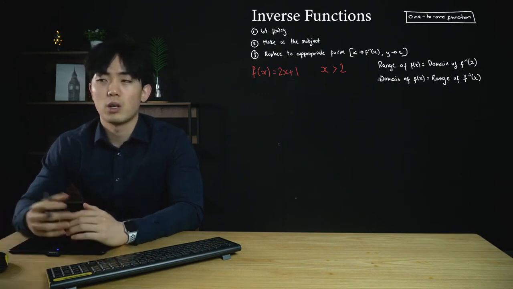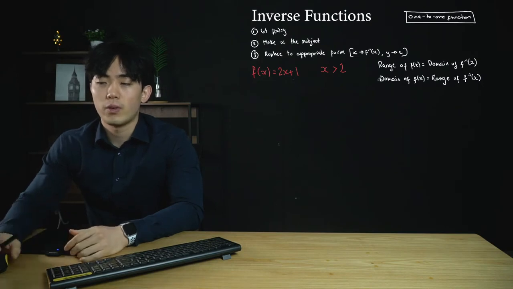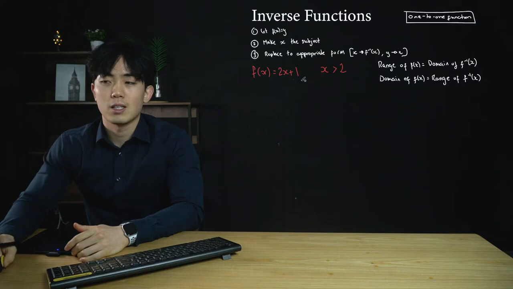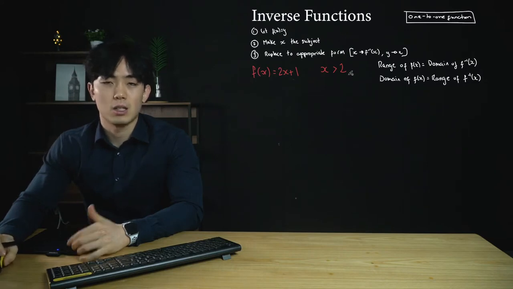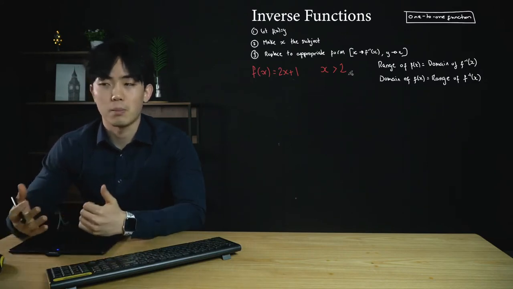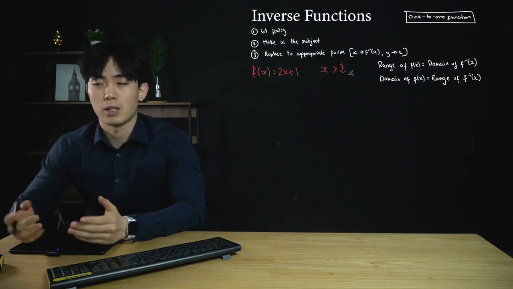Okay, so we'll just work our way through some examples. The first one I want to do is this f of x is equal to 2x plus 1. And as you can see the domain is x bigger than 2. The domain being just what the x values can be. So in this example, x is going to be bigger than 2.